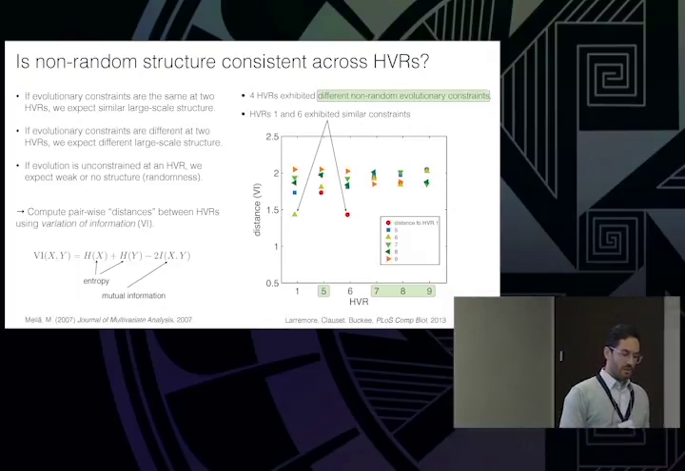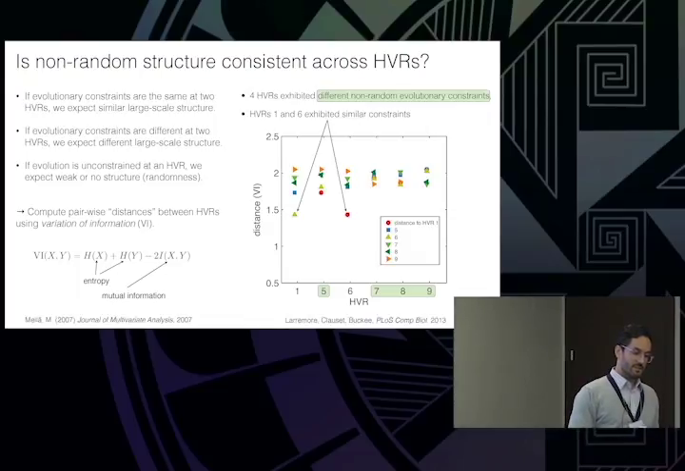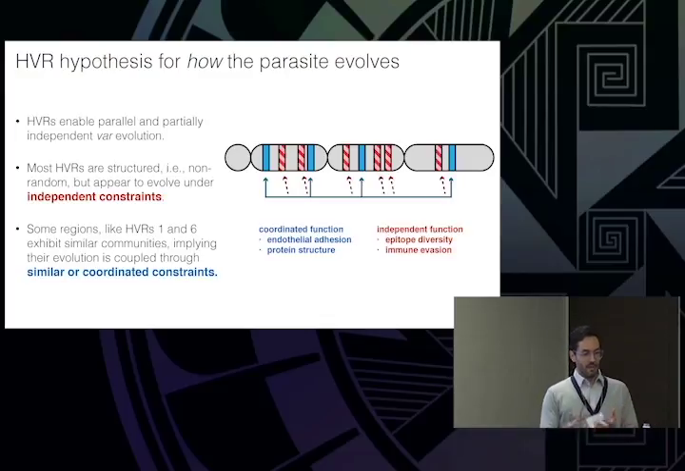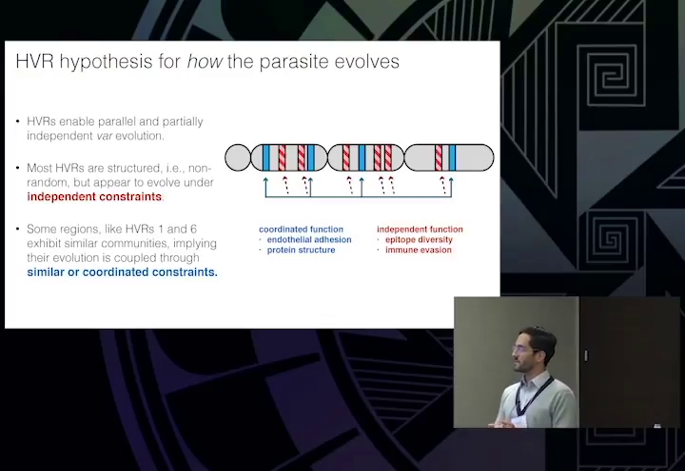So what we're arguing here is that 4 of these regions exhibited different but non-random evolutionary constraints, whereas 1 and 6 are coupled in some way. They have similar constraints, and they need to move together. So this gives us a hypothesis for how the parasite is actually evolving.